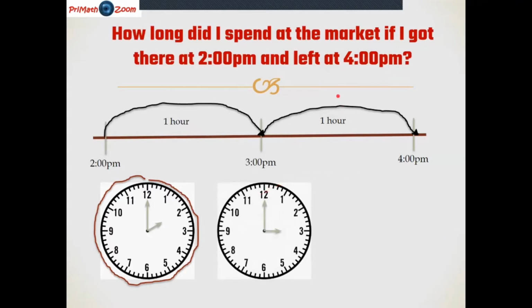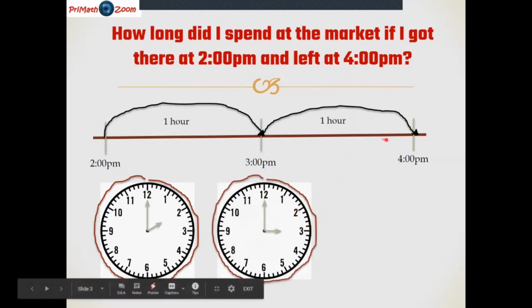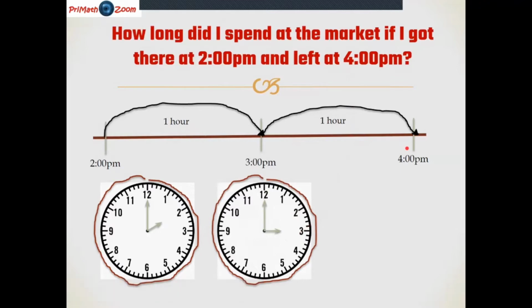But we're still not yet at the end time. So we need to add some more hours. So let's add 1 more hour here. When we add this 1 hour to 3 o'clock, we are now at 4 o'clock. So now we know that there are 1 hour, 2 hours between 2 p.m. and 4 p.m. So this will say that I spent 2 hours at the market.